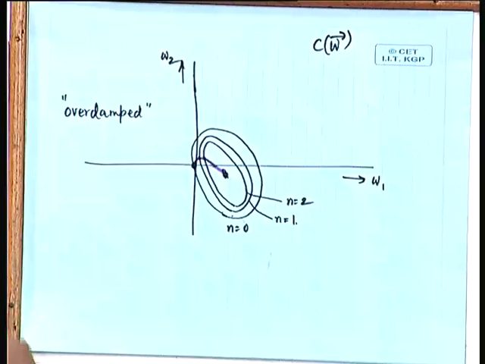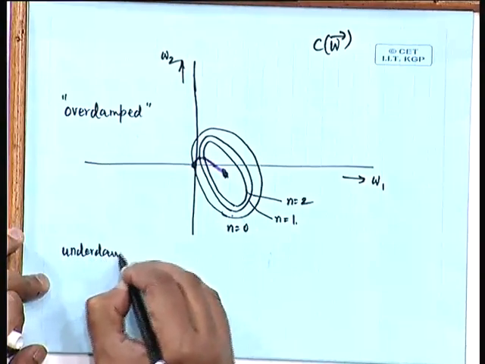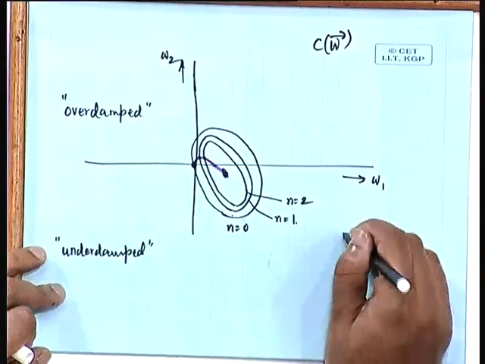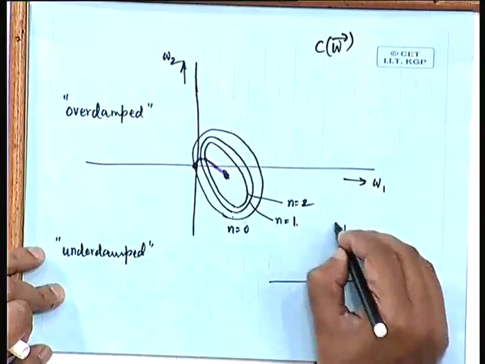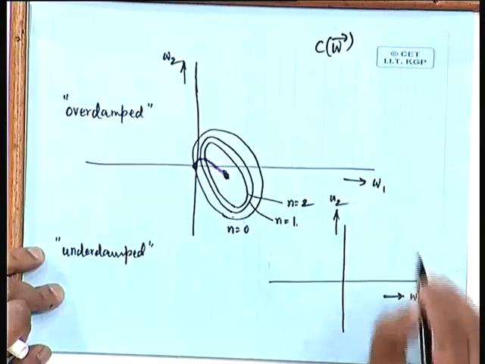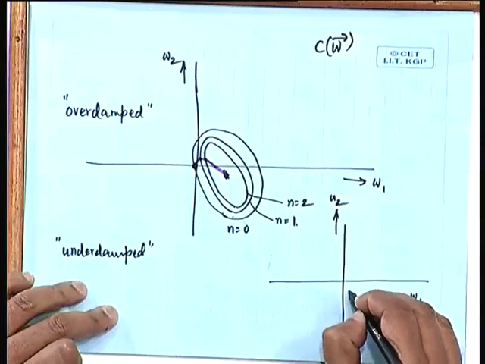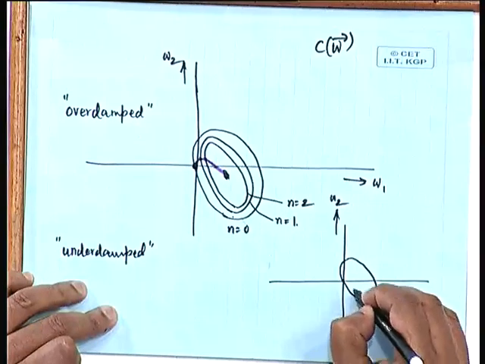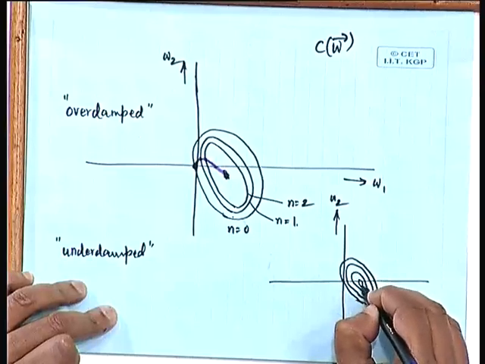Now, the response could have been underdamped also, and in case it was underdamped, then what would have happened? In that case it would have travelled in a zigzag fashion. So, here if we take again a two dimensional space w1 and w2, and if these are the contours that we imagine, let us say this is the contour for n equal to 0, for n equal to 1, for n equal to 2, and so on.